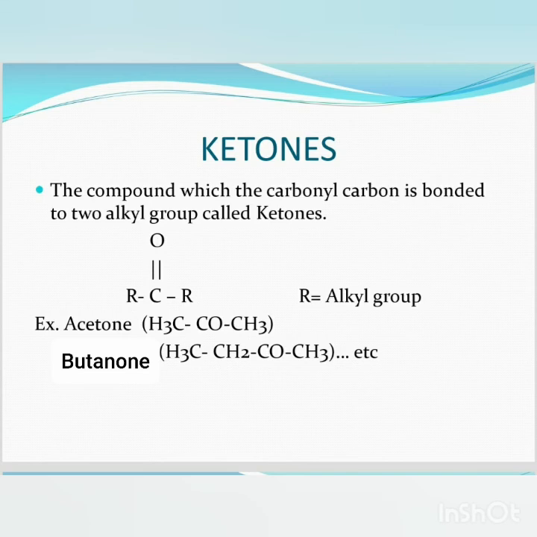And the second example is butanone. The formula of butanone is CH3CH2-C=O-CH3. In this we have 4 carbons, so 4 carbons, that's why butanone.